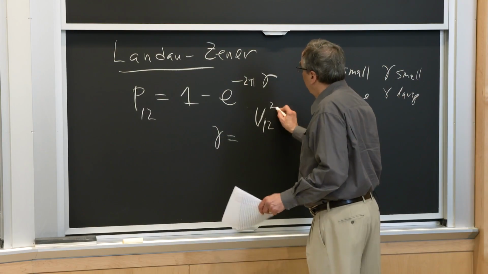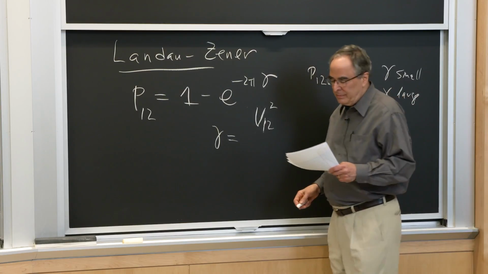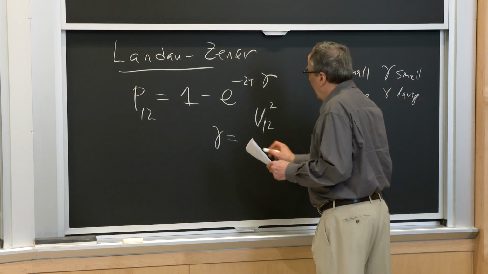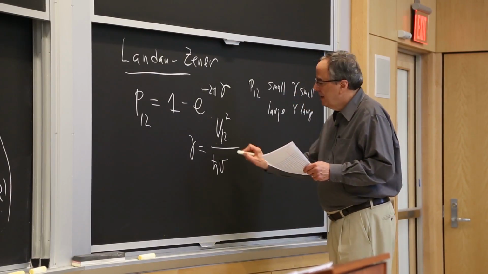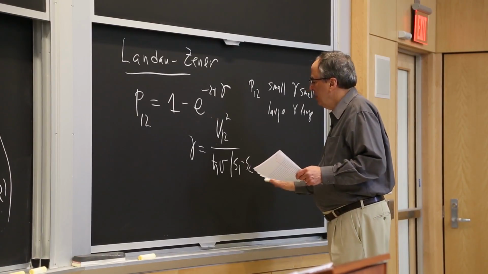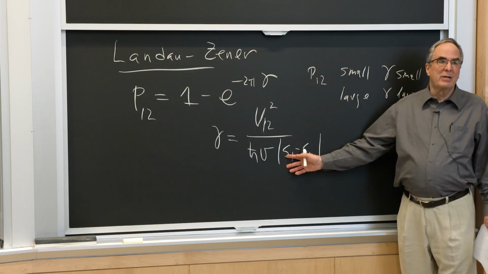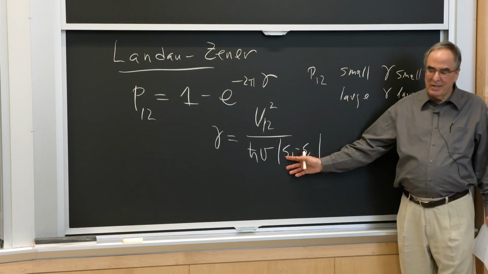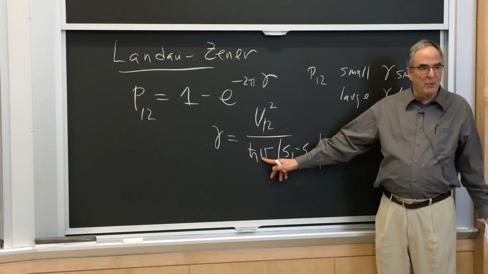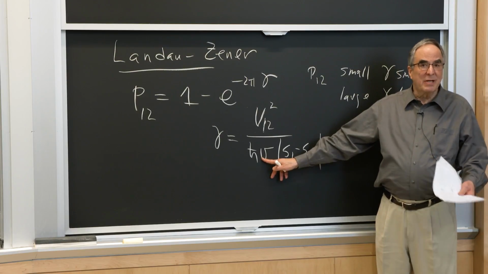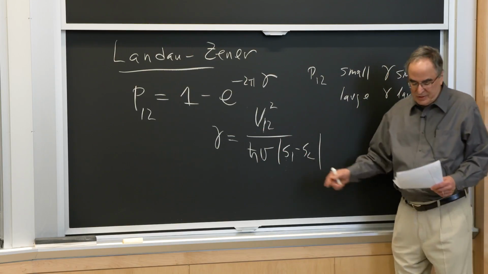So V12 squared, that's the matrix element. That's half the gap between the diabatic curves. And it's over h bar velocity times S1 minus S2. This is the difference in slopes of the diabatic curves at the crossing point. This is the velocity of the particle going through the crossing point. And you can, of course, get the velocity from the momentum divided by the mass. And so all of this stuff is there.